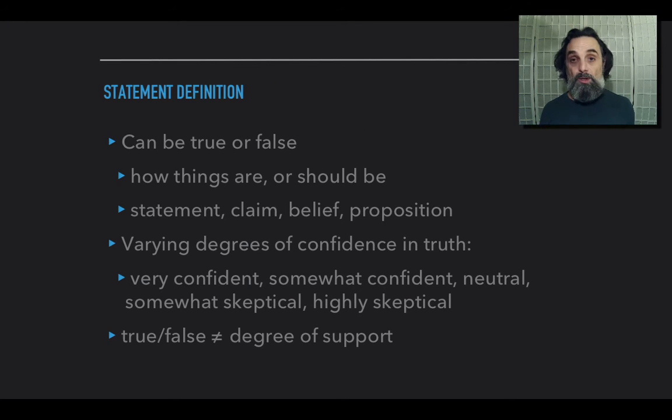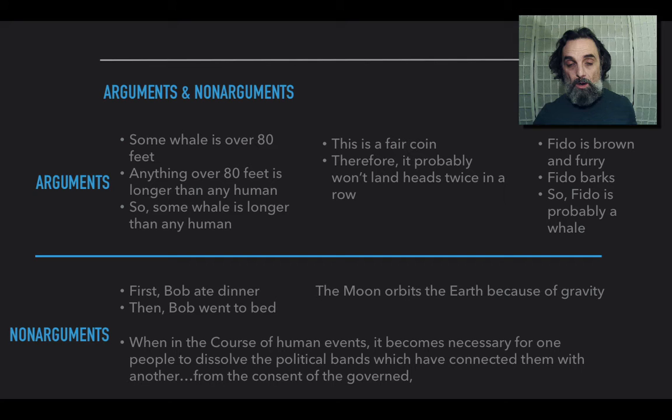We can have varying degrees of confidence in their truth. I'm quite confident that the earth is a sphere. I'm highly skeptical that the earth is flat. So it's one thing to say a statement is true or false, and it's another thing to actually say that it's true, or no, it's false. Okay, so statements, that's what those are. Basically like beliefs.